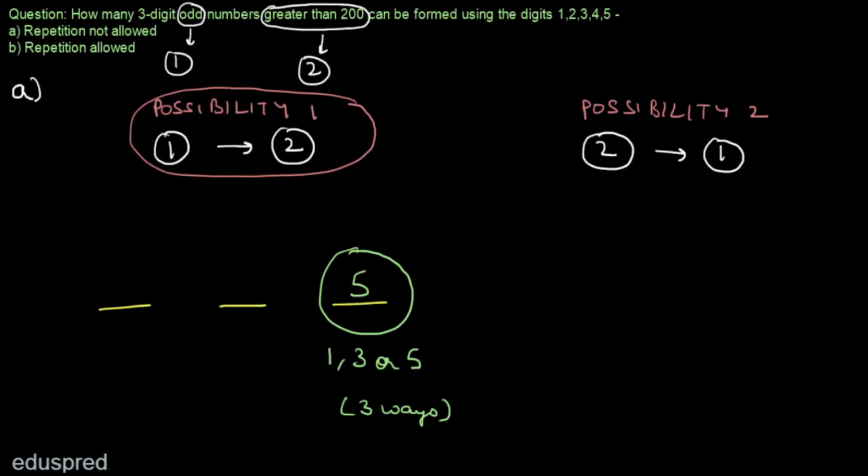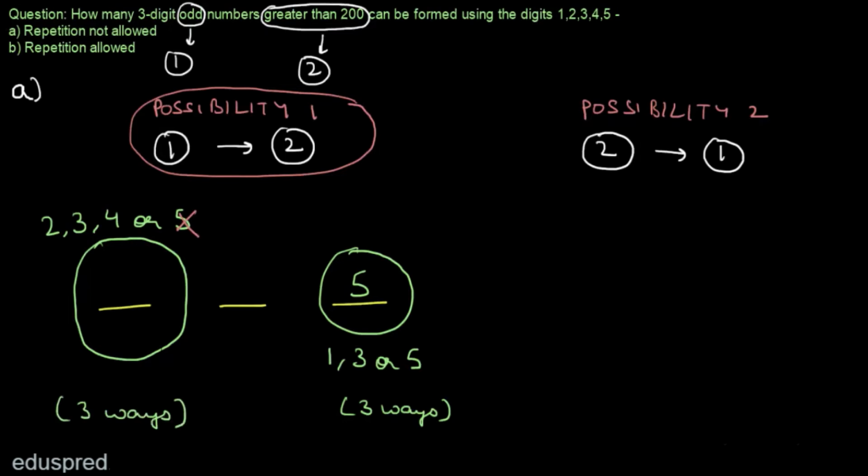Now let's move to the second condition, that is the number should be greater than 200. Now note that this condition depends on the hundreds place or the first slot. Well, in total this place could have been filled in 4 ways. So 2, 3, 4 or 5. But as we have already filled the digit 5 in the third slot, this is not an option now. So that means the first slot can now be filled in 3 ways. And for the sake of example, let's say we write 4 here.